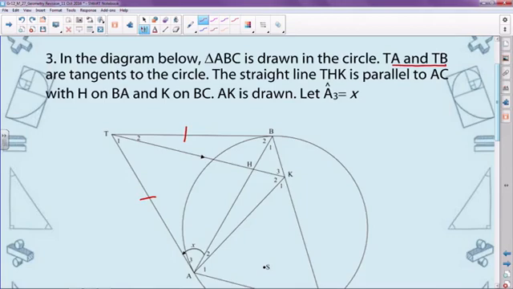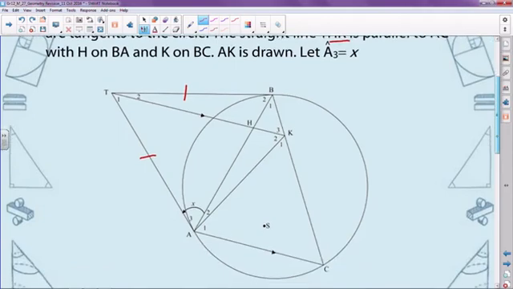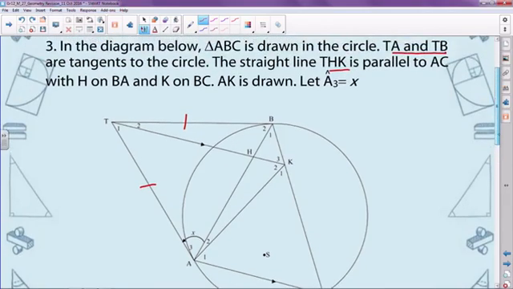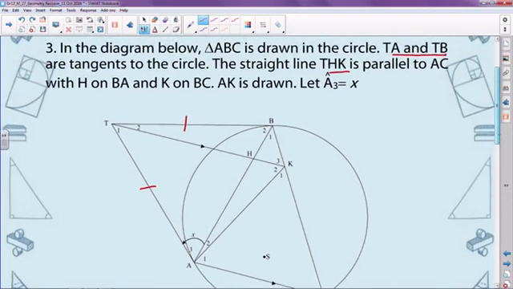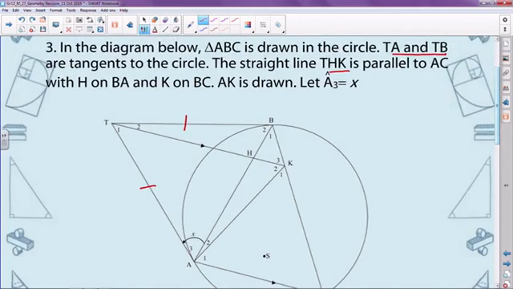They tell you that the straight line THK is parallel to AC. So we've got that TK is parallel to AC. That's drawn as well. Obviously, that's going to tell us a lot about our angles. And H is on BA and K is on BC. So H is on BA, that chord going from the point B to A, and K is on BC. Don't get much information from that. AK is drawn, and they say let angle A3 equal X.